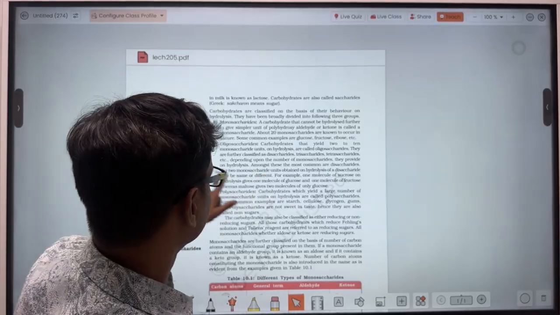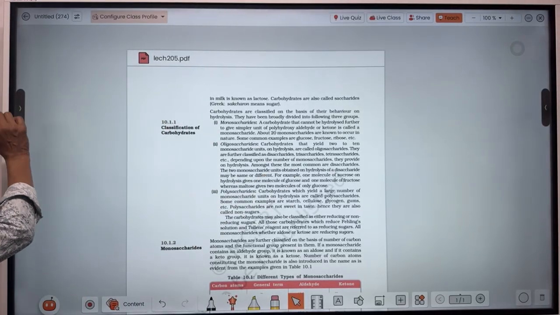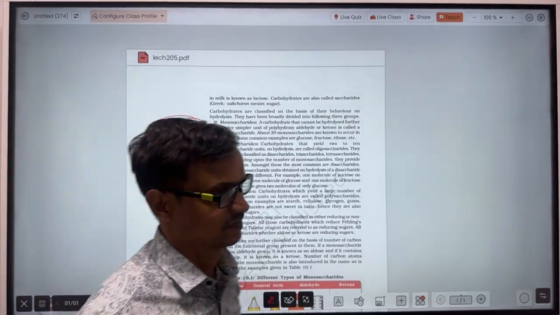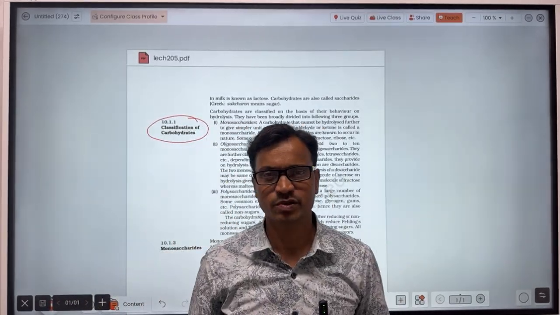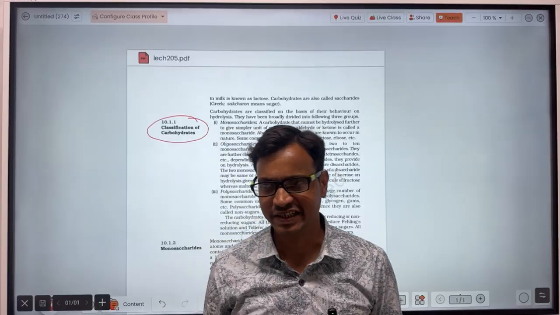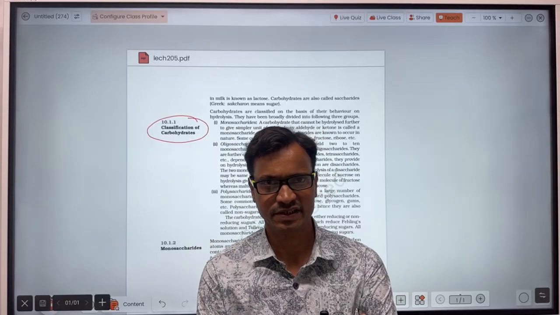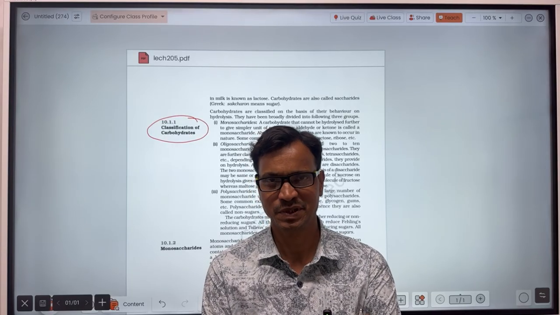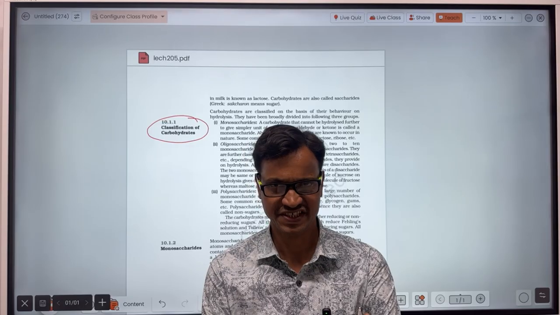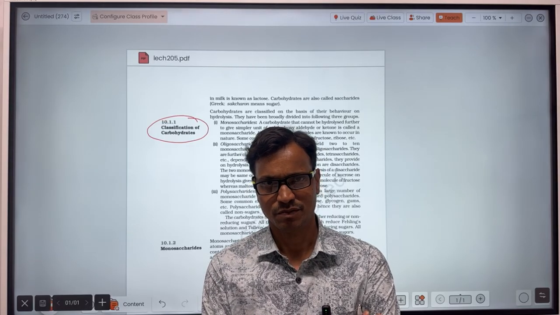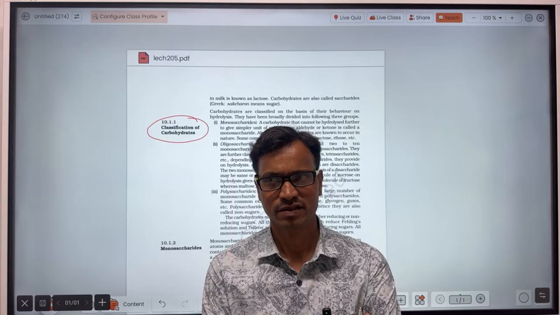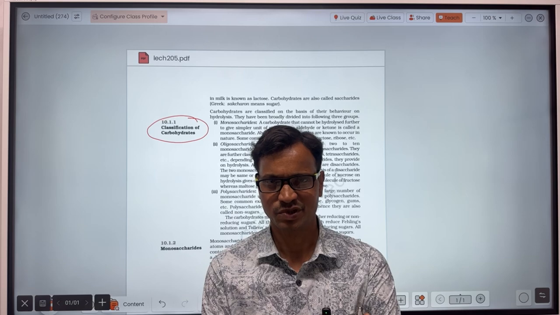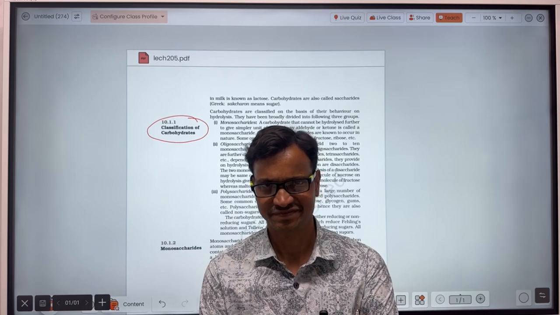Now here is the classification of carbohydrate. One more point: if you find that the compound has no aldehydic group or ketonic group directly, but on hydrolysis it forms a unit in which the molecule has more than one hydroxyl group and either an aldehydic group or a ketonic group, then that molecule will be a carbohydrate.